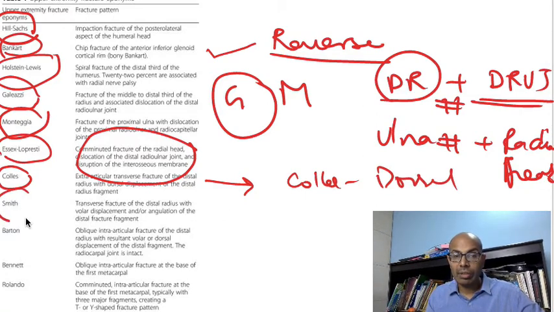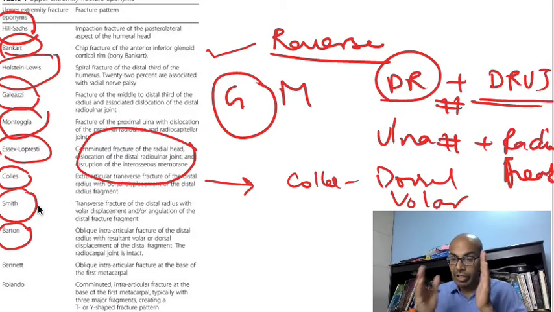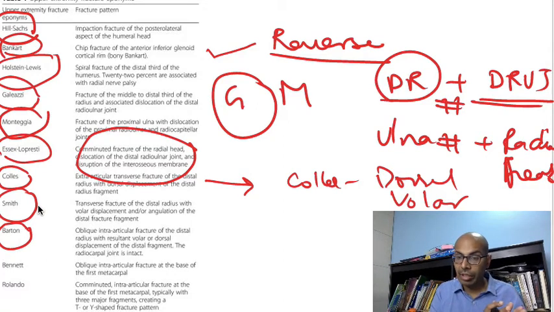So Colles fracture is dorsal displacement of the distal radius. Smith fracture is a reverse. You have an extra-articular fracture with a volar displacement of the distal fragment. Barton fracture we described. It's an intra-articular fracture of the distal radius with subluxation of the carpus. It can be either volar or it can be dorsal.